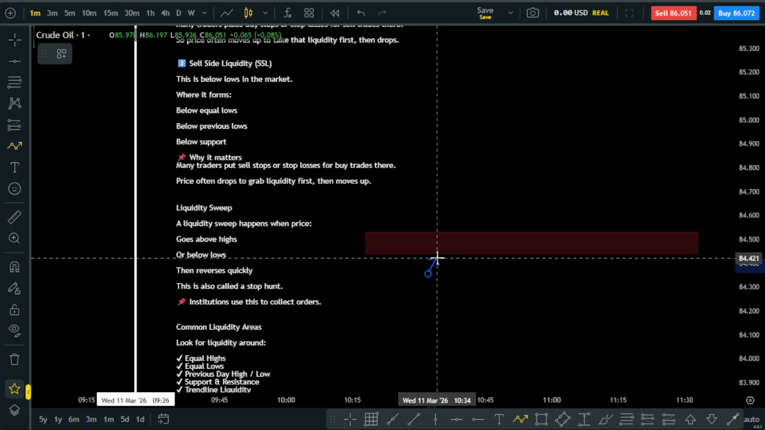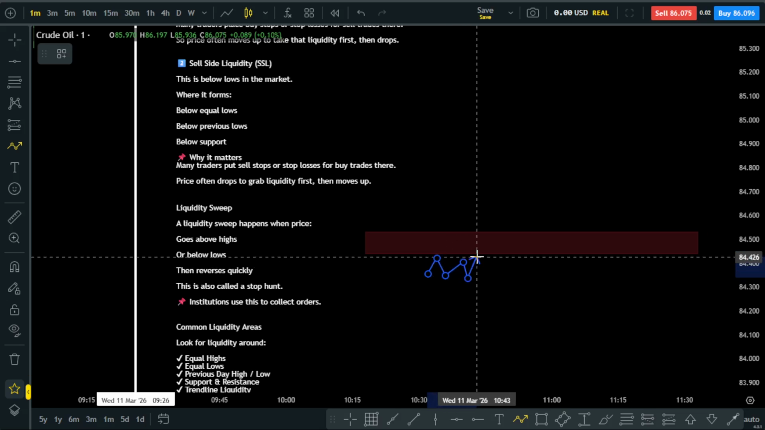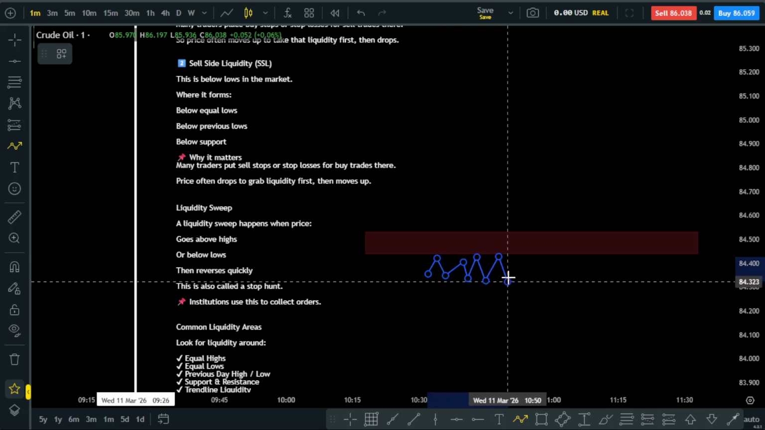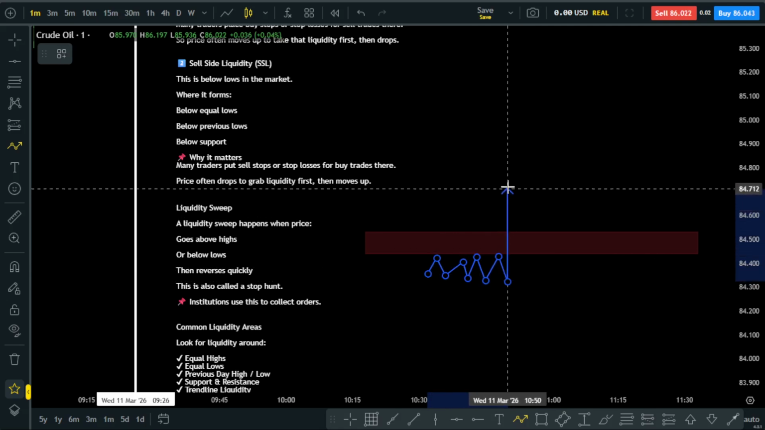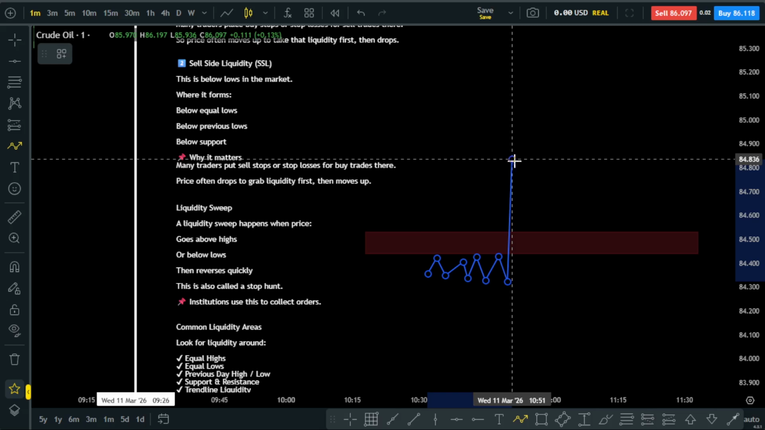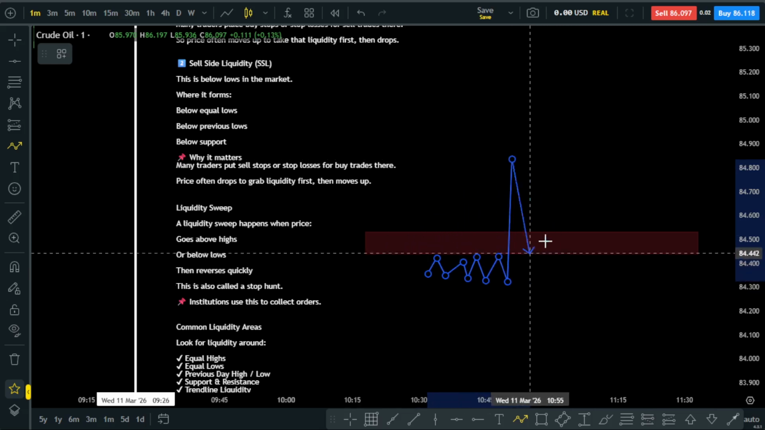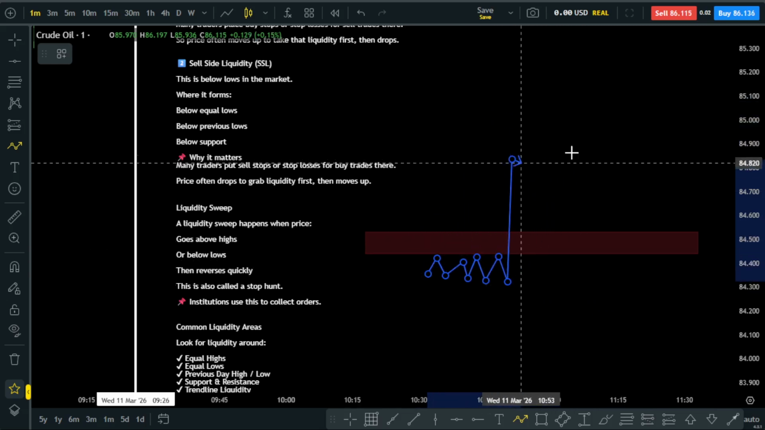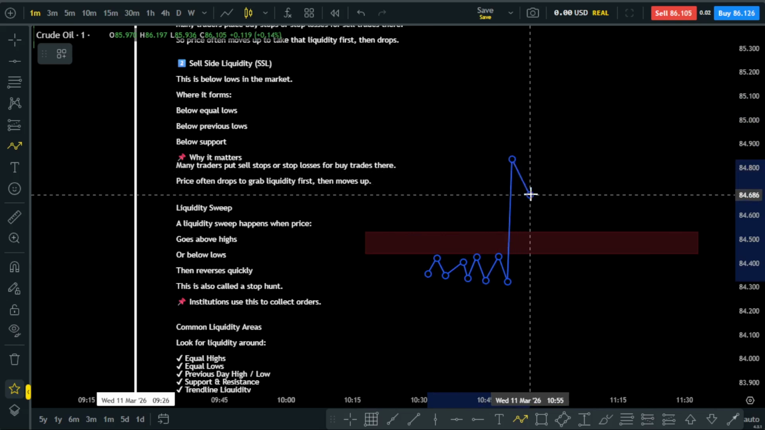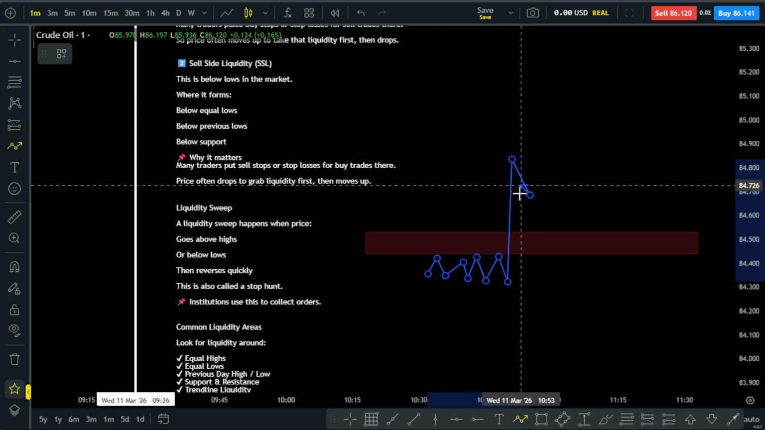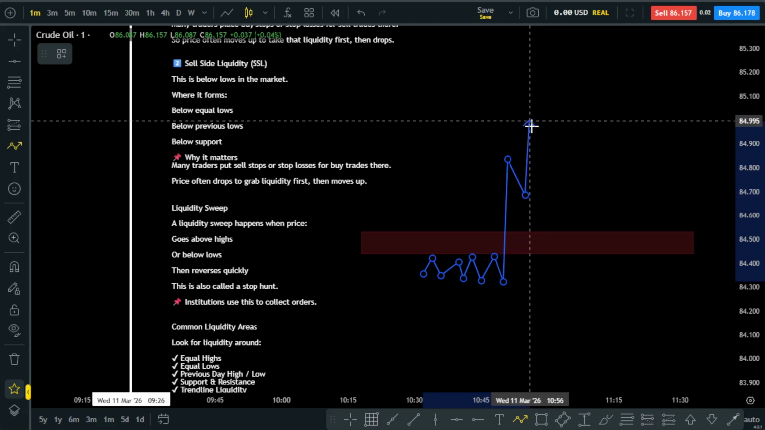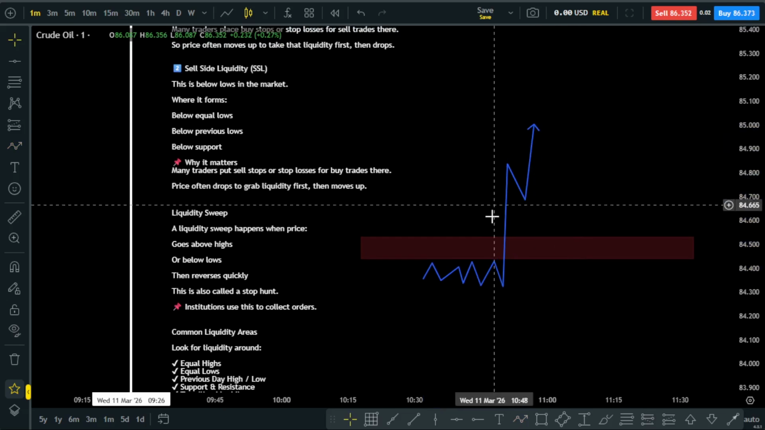Assuming we had an accumulation here, price was accumulating, and all of a sudden we have an aggressive move, and then that aggressive move leaves an order block behind. So price would do something like this, just to create a trap, and then break structure. And after breaking structure, this is what will happen.